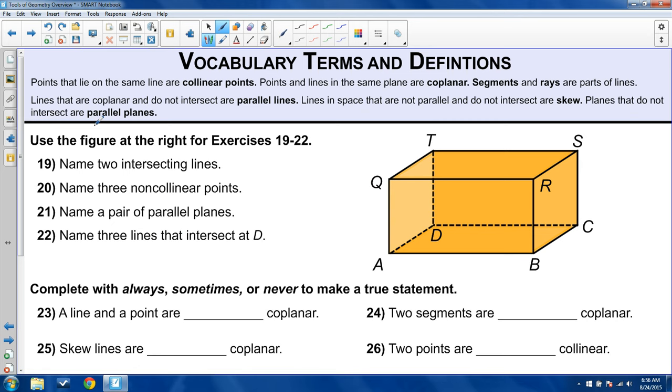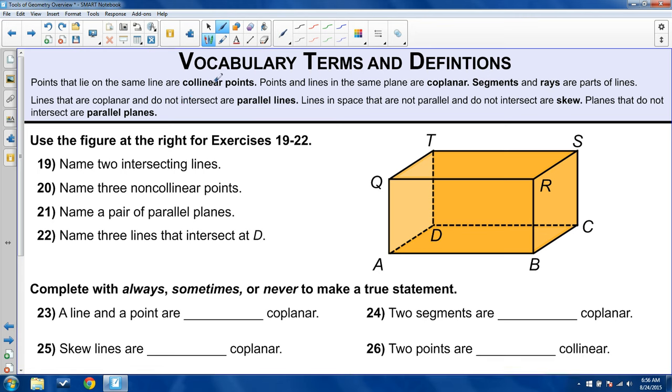Okay, let's start and do some example problems. I'm going to have some stuff up here that might help you understand the rest of the way. So points that lie on the same line are collinear. Points and lines in the same plane are coplanar. Segments and rays are parts of lines. Remember, line is the entire thing. A segment is a small portion of it. A ray is a larger portion of it where it extends one way.